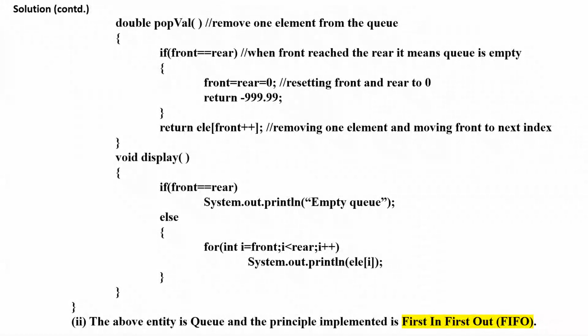Display function, though the student doesn't have to write the display function in the exam paper. Display: if front equals rear, the queue is empty, otherwise the loop will run from front till rear -1 and elements are printed. Now the above entity is a queue and the principle implemented is first in, first out, or FIFO. Let's move to the next question.